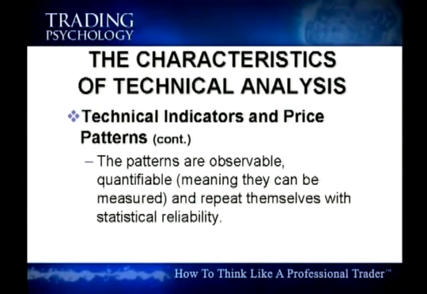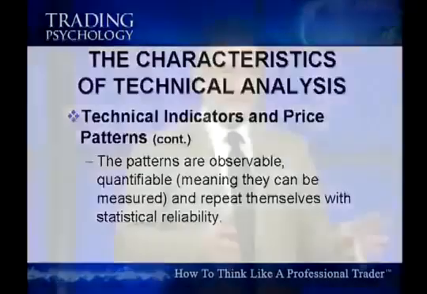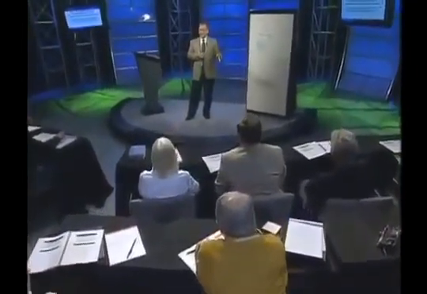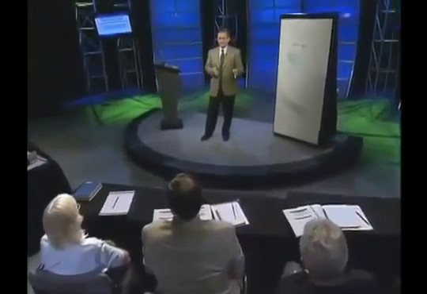The patterns are observable, quantifiable, meaning they can be measured, and repeat themselves with statistical reliability. And while we're going through this, I want you to keep in mind that I explained the underlying characteristics of dynamic traders, people who can actually move the market and do it all the time. When the market's moving, they're the ones doing it. It's not you or I. The only time you or I move the market is when there's an overabundance of market orders coming in from passive technical traders.